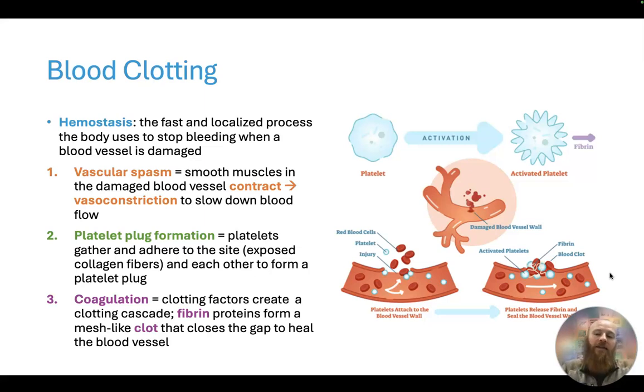And then the third phase is coagulation. This is where you have a whole lot of various clotting factors creating what we would call a clotting cascade. There is a whole lot going on here, a whole lot of clotting factors with specific names, calling other clotting factors to the site. But a key player in this process is fibrin. Fibrin proteins are what are going to help form this sort of meshy clot that will ultimately finish closing the gap and begin the healing process of that damaged blood vessel.